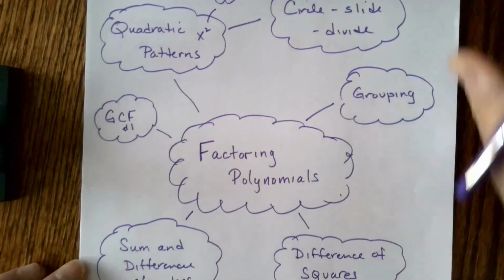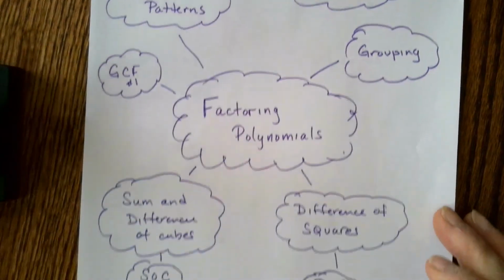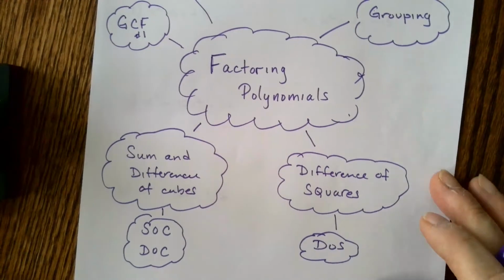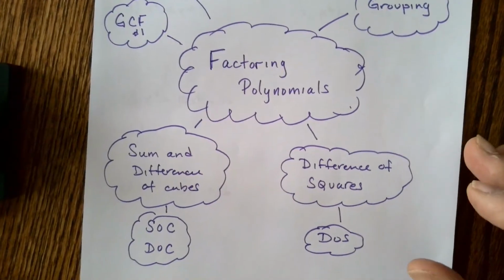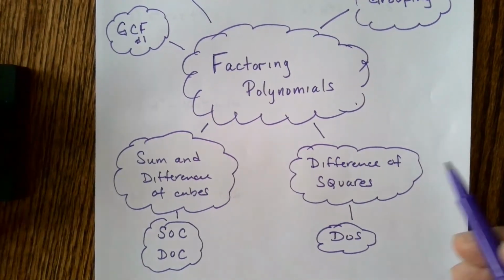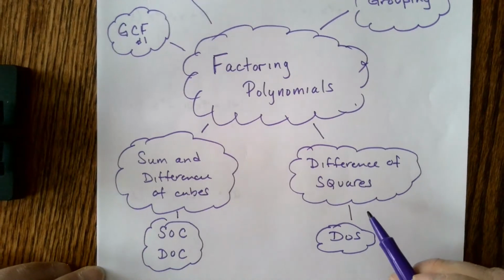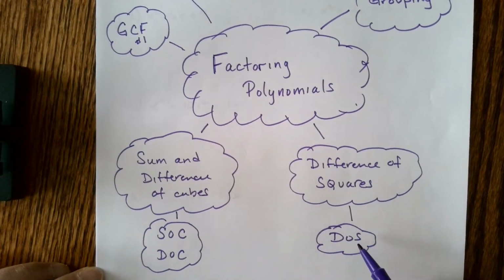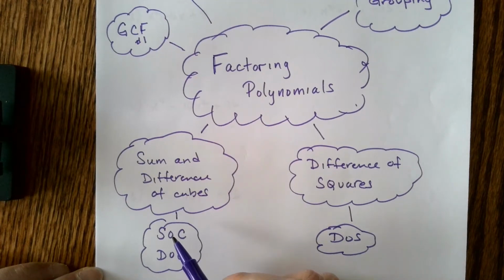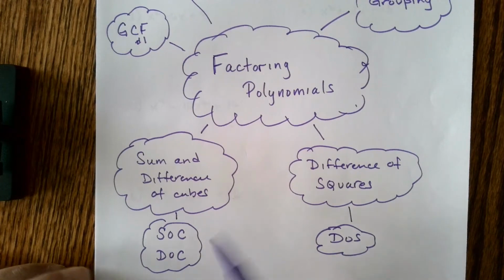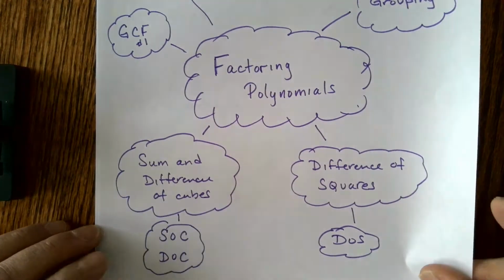But then we also learned in Algebra 2 how to factor cubics, sum and difference of two cubes, as well as difference of two squares. We're going to abbreviate the difference of two squares as DOS, and we're going to abbreviate the sum and difference of two cubes as SOC and DOC. So let's take a look at these different factoring techniques.